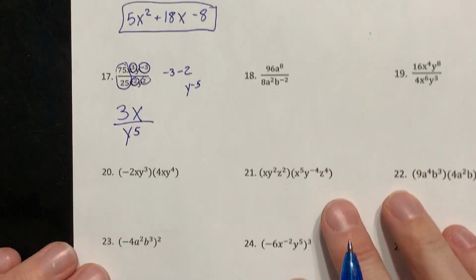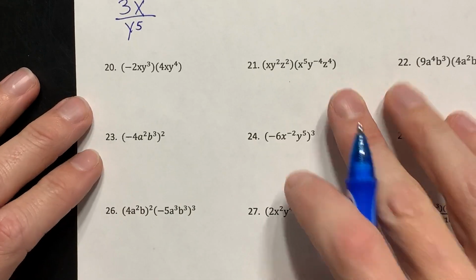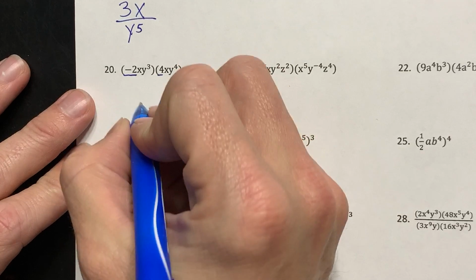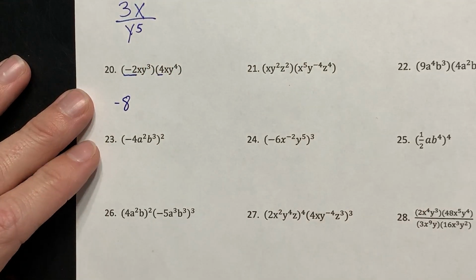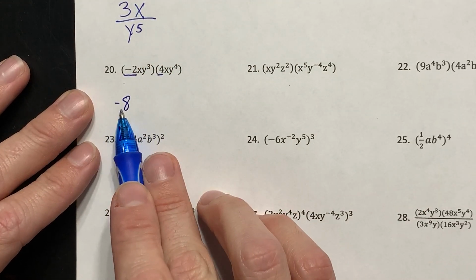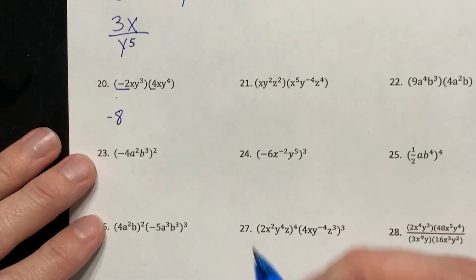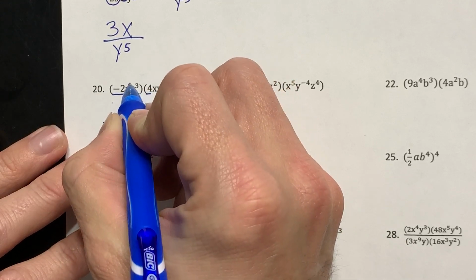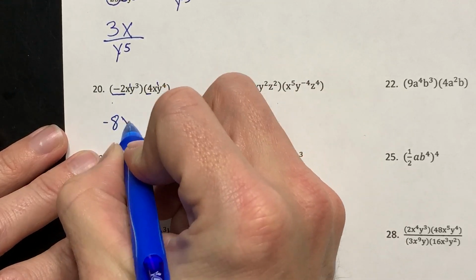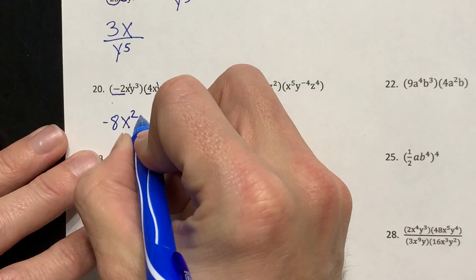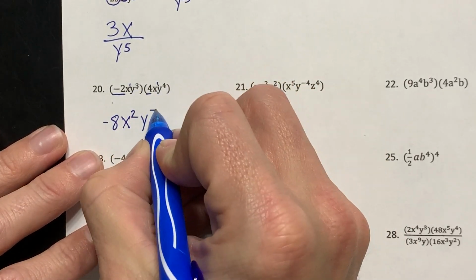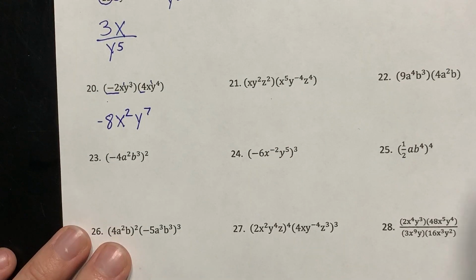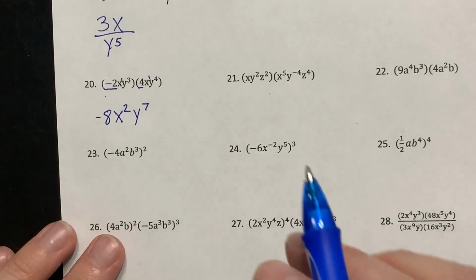Number 20, multiplication. We multiply the coefficients. -2 times 4 is -8. Coefficients can be negative. It's the exponents that cannot. The exponents here we add. So x and x, that's an invisible 1, that's an invisible 1. So I'm going to say x squared. Y, 3 and 4 gives me y to the 7th. I don't see anything tricky on 21 or 22, so I'm going to assume if you can do it once, you can do it 2 more times.